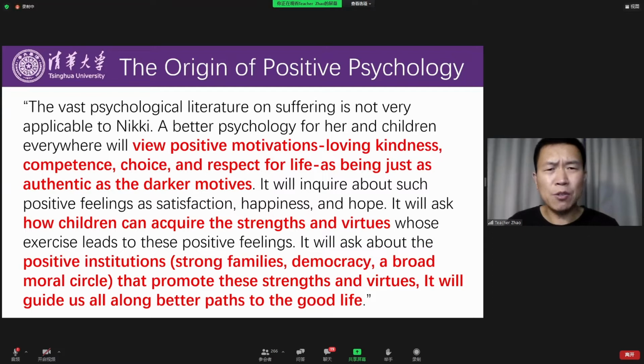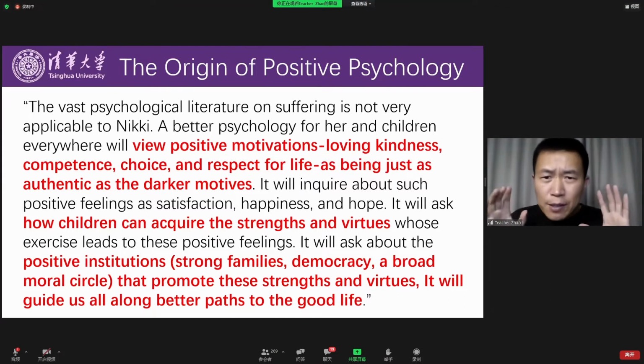loving kindness, competence, choice, and respect for life, as being just as authentic as the darker motives, because they both really exist, the brighter side and the darker side. So it will inquire about such positive feelings as satisfaction, happiness, and hope. It will ask how children can acquire the strengths and virtues whose exercise leads to these positive feelings. It will ask about the positive institutions, such as strong families, democracy, a broad moral circle that promote these strengths and virtues. It will guide us all along better paths to the good life.